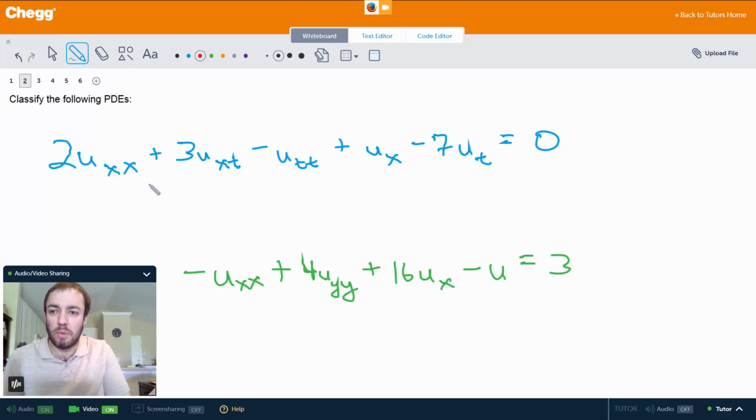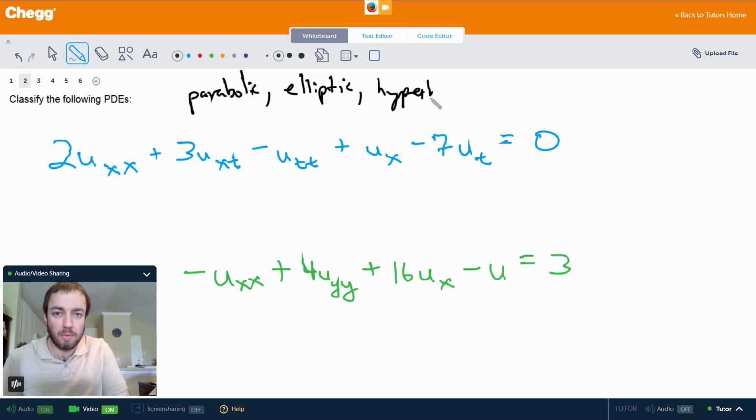Okay, so what we have here is 2u sub xx plus 3u sub xt minus u sub tt plus u sub x minus 7u sub t equals 0, and then minus u sub xx plus 4u sub yy plus 16u sub x minus u equals 3. Now what we want to do is classify these as either parabolic, elliptic, or hyperbolic. That's how we want to classify these. So how do we do that?